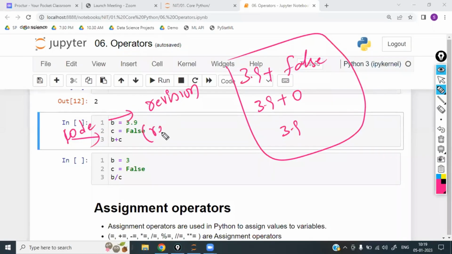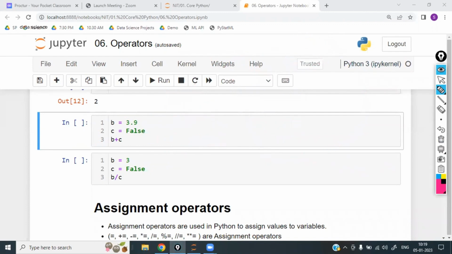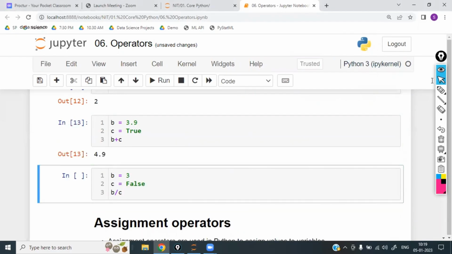Revision means repeating, repetition. You are repeating whatever I have done in the class. You are doing the same thing, which is called as revision. Revision means recollecting whatever we have done in the class. Practice means instead of false, if I write here true, what happens? You are going to get 3.9 plus 1, which is 4.9. This is called as practice. Modifying the values and checking for yourself.